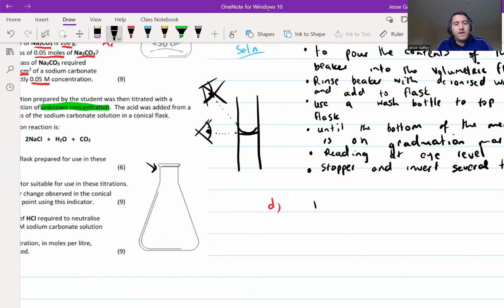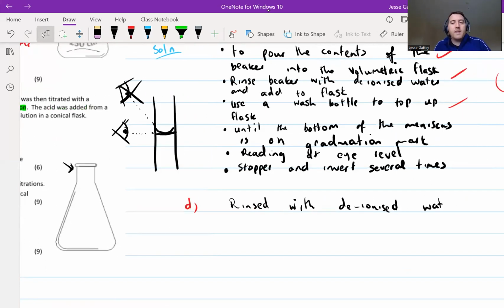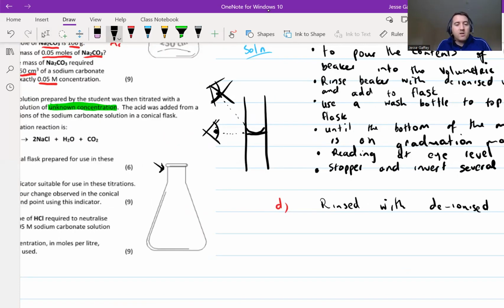Okay, so I'm hoping that you said the conical flask needs to be rinsed with deionized water. We don't want to say that it's then rinsed with the solution it's going to contain. Why is that the case? Well, if you're not sure about this, remember what we're trying to do. We're trying to put an exact number of moles in here. 25 centimeters cubed contains an exact number of moles. It has to be very accurate.